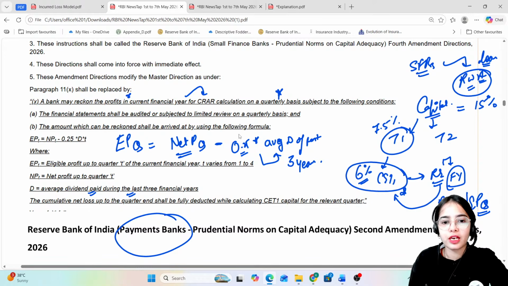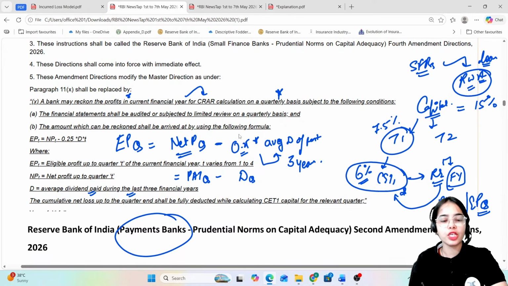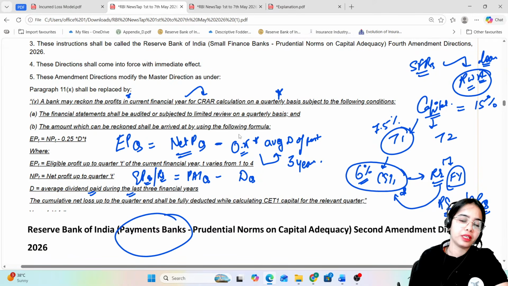So from the profit after tax of the quarter, we have deducted the dividend for the quarter, that is 0.25 multiplied by the average dividend of the past 3 years. That is the dividend of the quarter, we can say. And we come to the eligible profit for the quarter. That is the retained earnings that can be added in the common equity tier 1 capital.